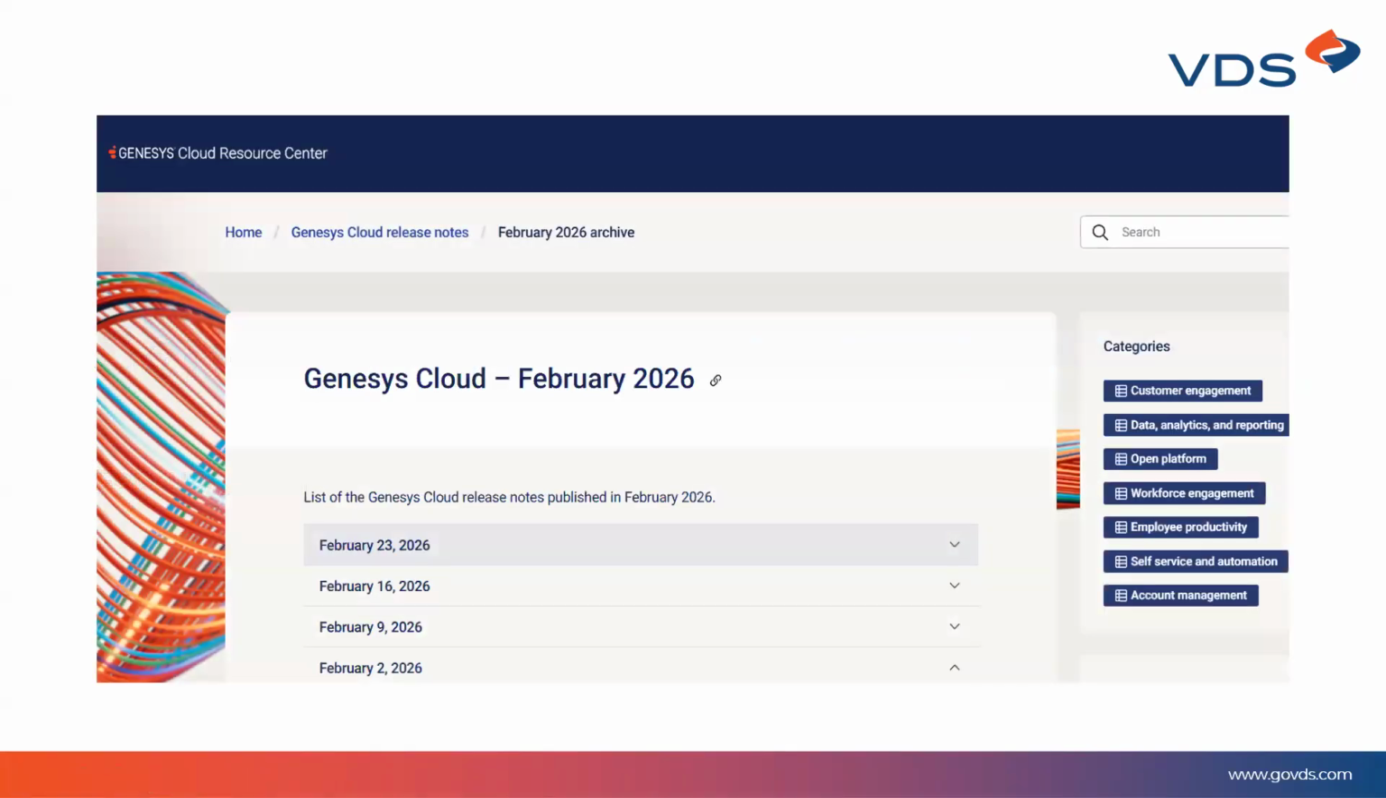Genesis had a total of 44 releases in February across four different release dates. As always, we'll cover the key ones, and all additional notes are available in the Resource Center.